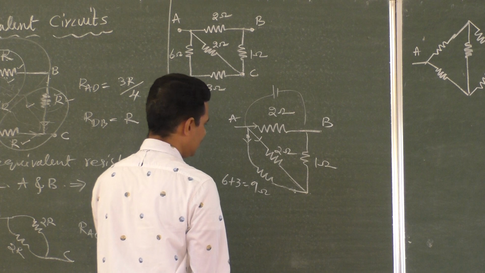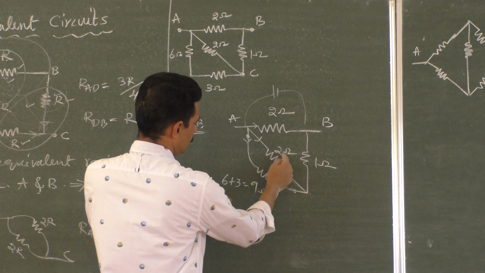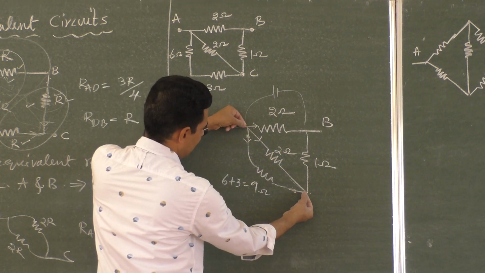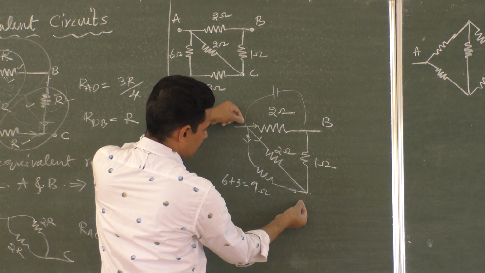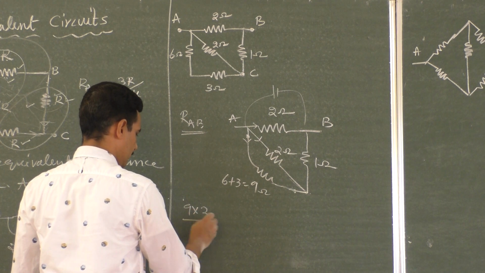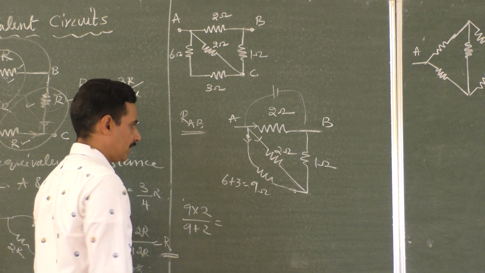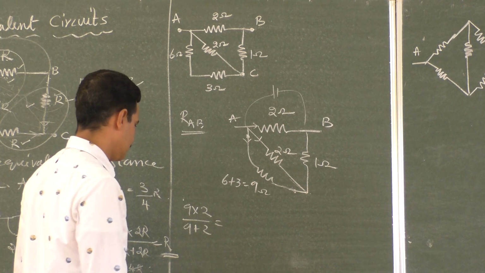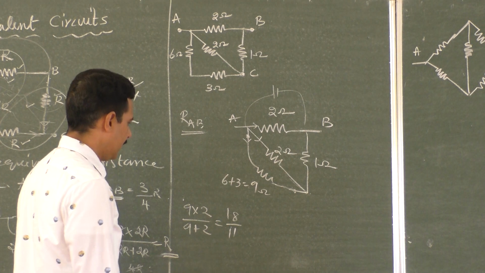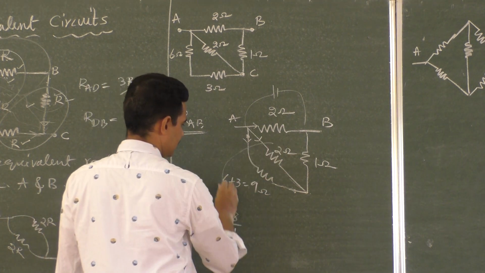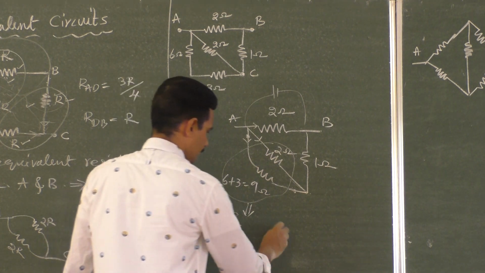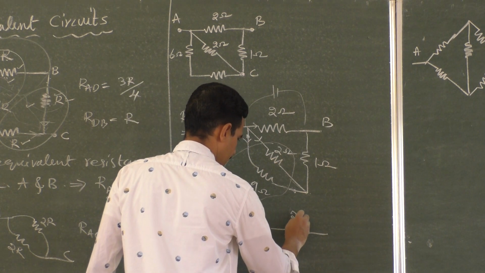But can I treat this parallel branch now? 2 and 9 parallel, yes, that is possible. And you can remove this chain 2 and 9 parallel and replace it by a single resistance. What is that? 9 and 2 parallel. 9 into 2 by 9 plus 2. I have taken some odd numbers, I get fractions, I think. Let it be. 9 into 2 is 18, this is 11, right? 18 by 11 ohm. So shall I replace this whole by 18 by 11, right? This resistor. So this is 2 ohm.